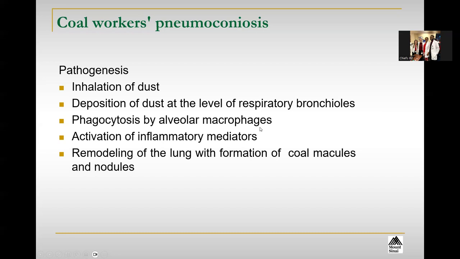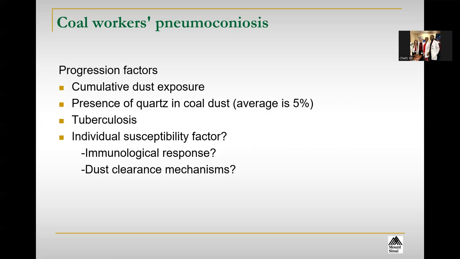There's phagocytosis by alveolar macrophages and, by a number of mechanisms that are not fully understood, activation of inflammatory mediators that eventually leads to remodeling of the lung with formation of the classic coal macules, and I'll show a micrograph in a few minutes. There are a number of progression factors, of course, but one important one I wanted to underscore is that the severity of coal workers' pneumoconiosis tends to be markedly enhanced by the presence of silica in the coal dust. Of course, when you mine coal, you're not only getting coal from the coal seam, but you're also blasting the rock that is made up of quartz and silicon dioxide. The more quartz there is in that particular mine, the more severe the disease is.